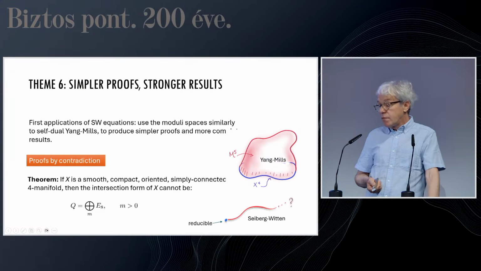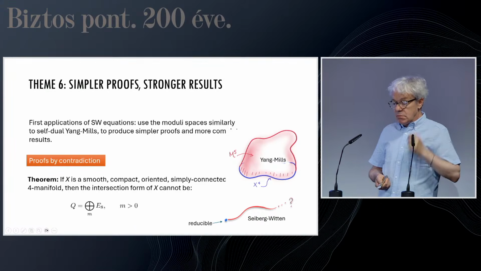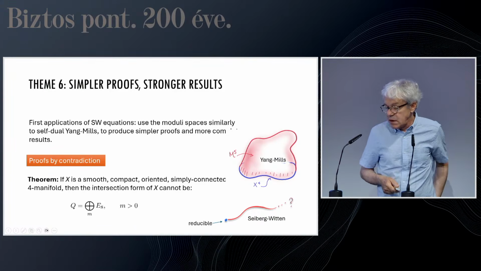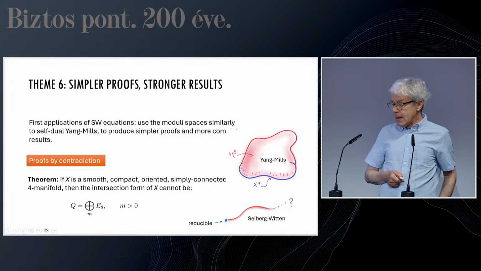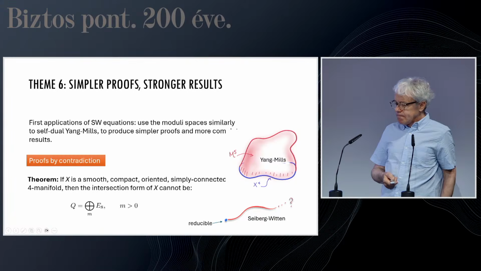There's a similar looking proof using the Seiberg-Witten equations that a sum of E8s cannot be the intersection form of a closed manifold. But it involves a moduli space which essentially looks like that. That boundary point there is not a bubble anymore. It's just a solution with extra symmetry. It's a reducible solution to the equations.